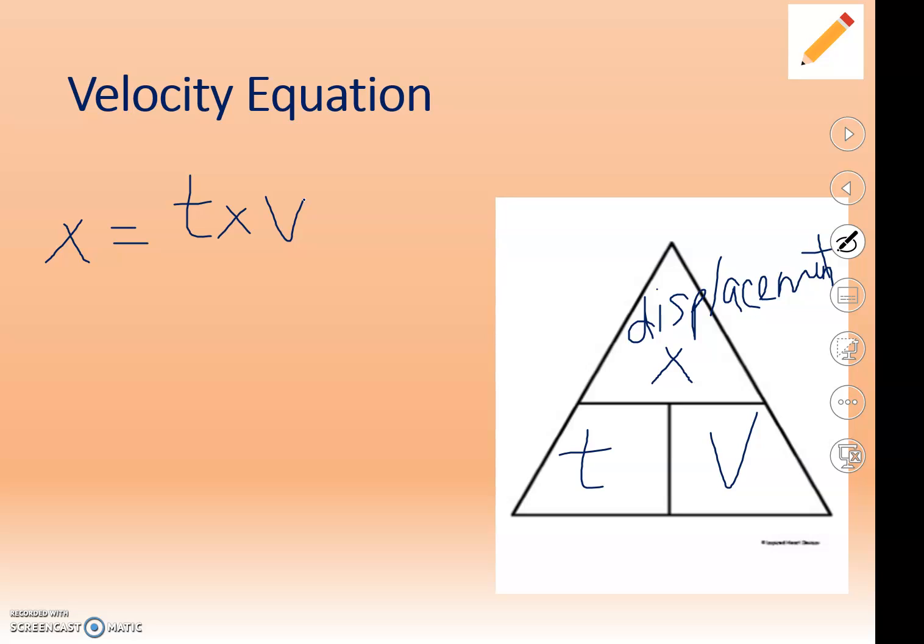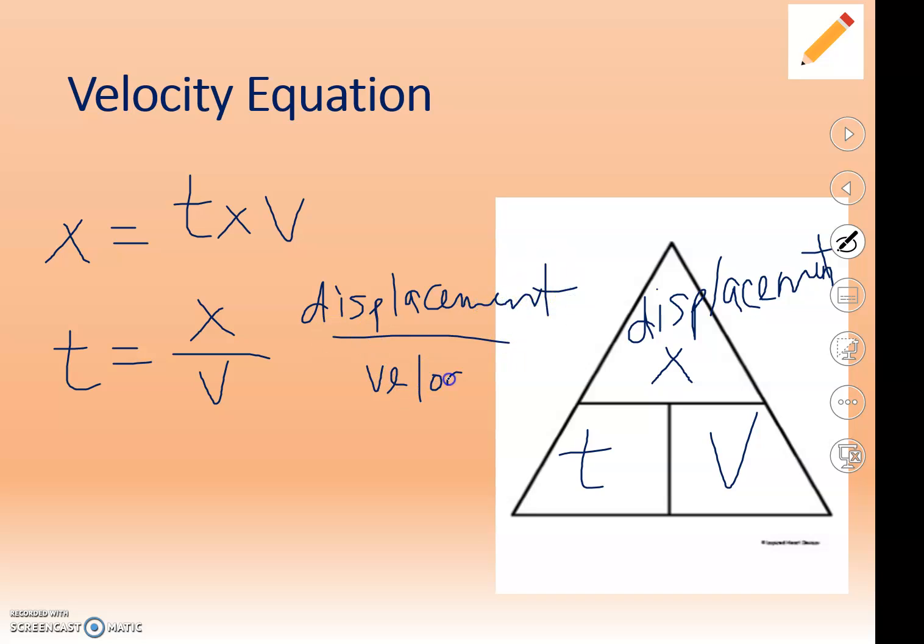So if you're solving for the displacement, how far you ended up from the starting point, you're going to take your time and multiply it by the velocity. If you're solving for the time that an object traveled, how long did it take it to get somewhere, you're going to end up doing your displacement divided by your velocity. And if it helps you to write it out, write it out. Displacement divided by velocity. Make sure you understand your notes.